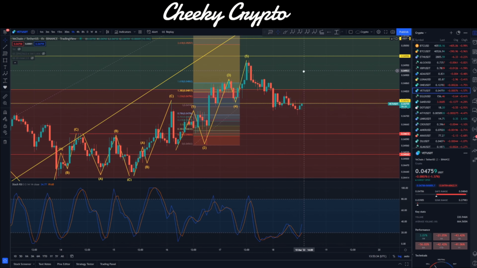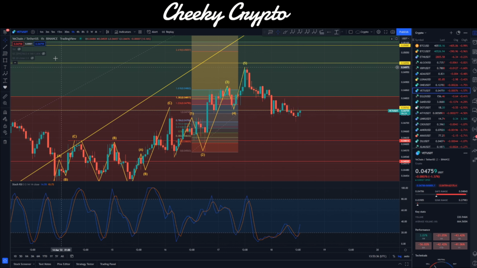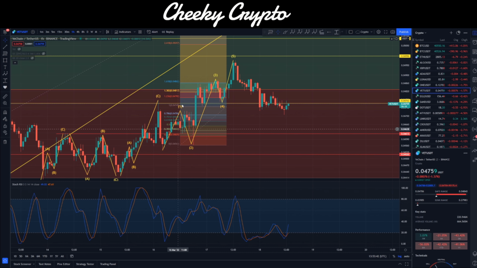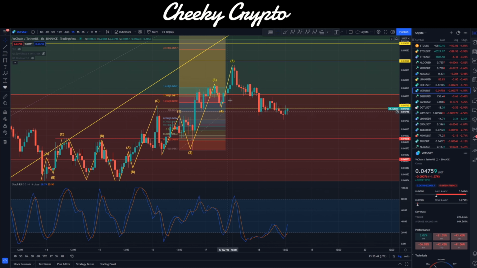Right, let's get down to business. Let's take a look at Vechain here. This is the hourly chart. We are paired up with USDT and using Binance as our data source. As you can see, we had this impulsive break and move to the upside, triggered once we went past the 1.618 on this third wave upwards, right?